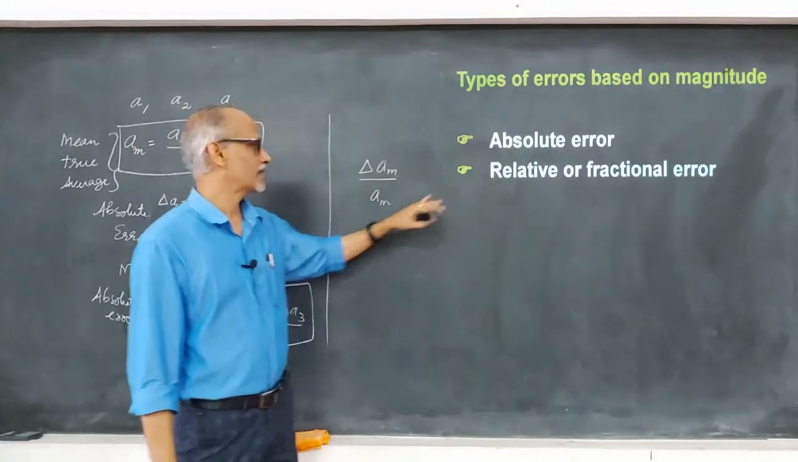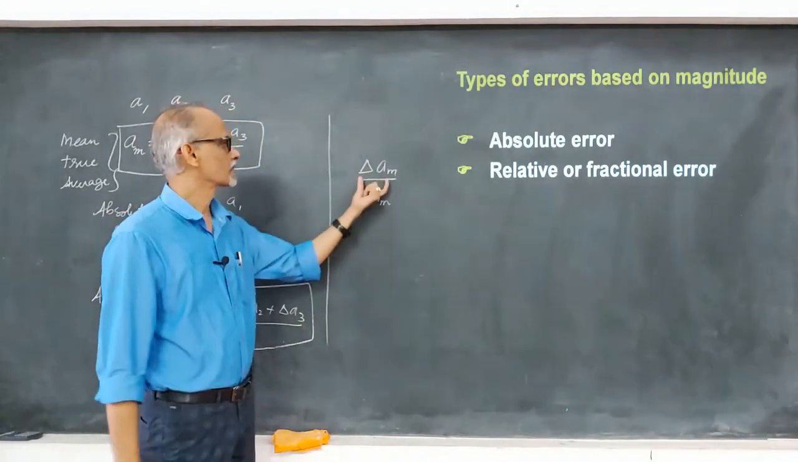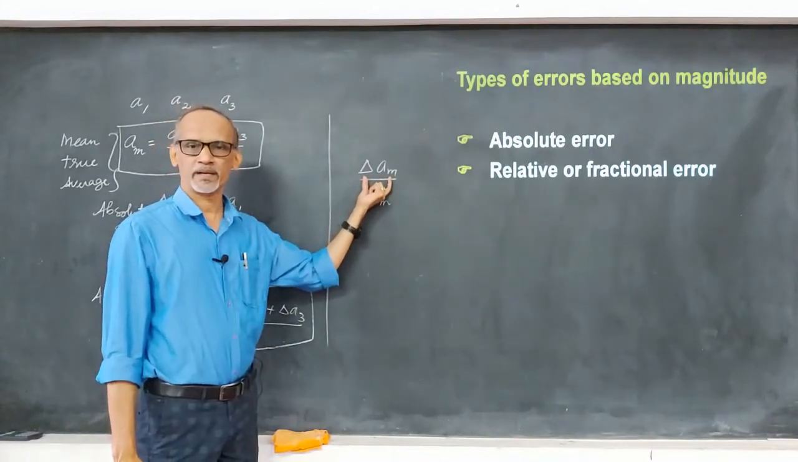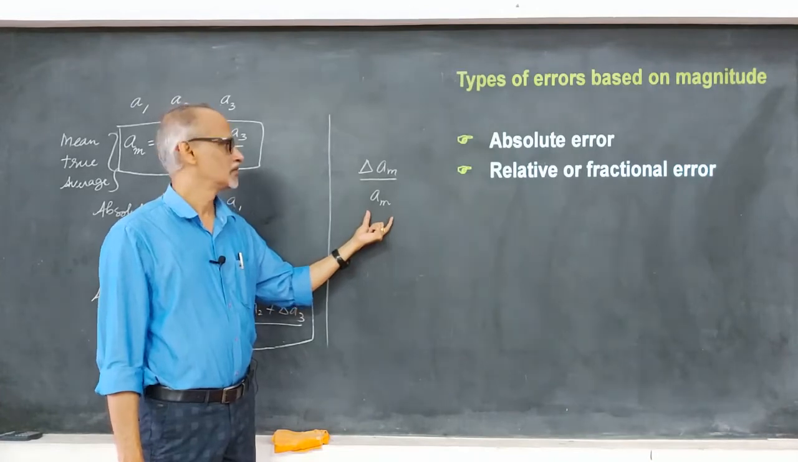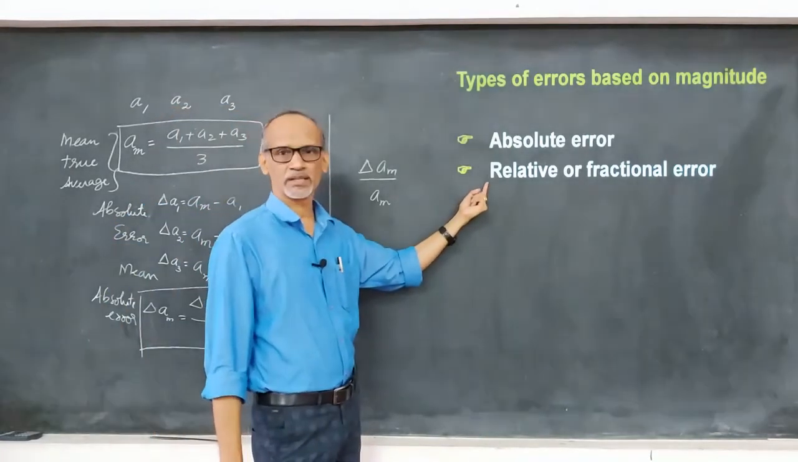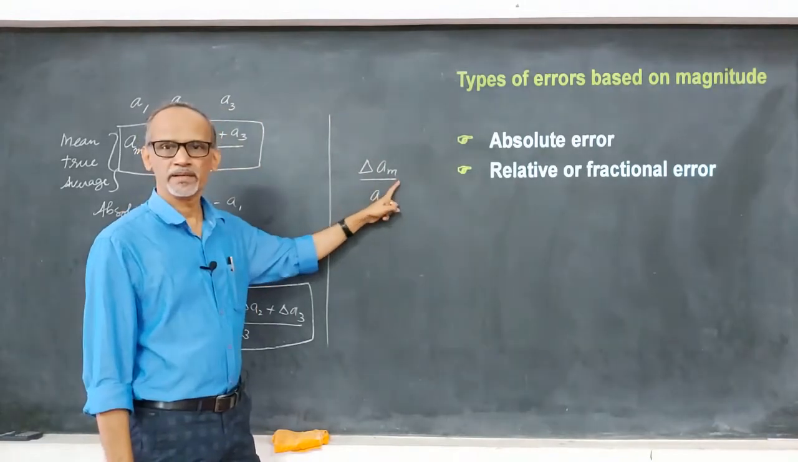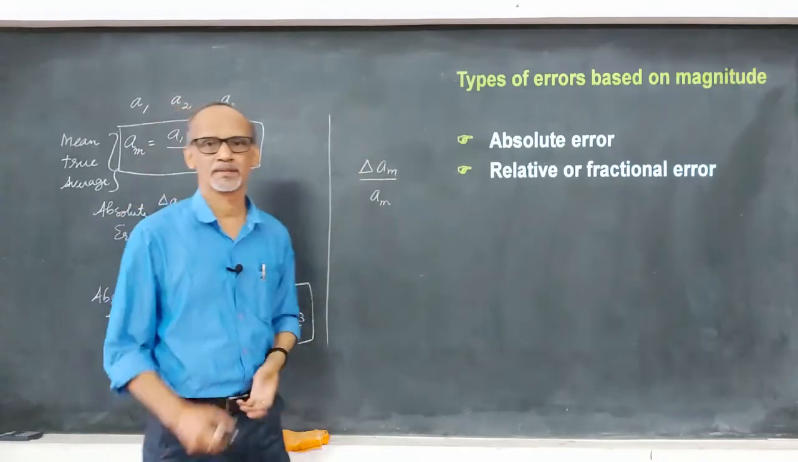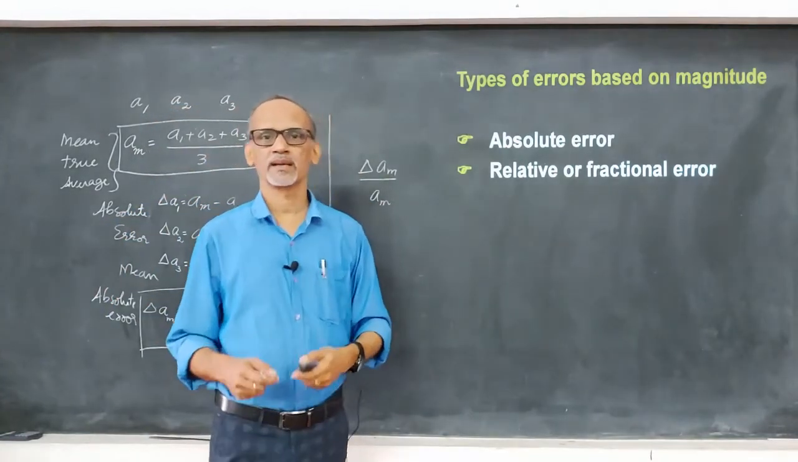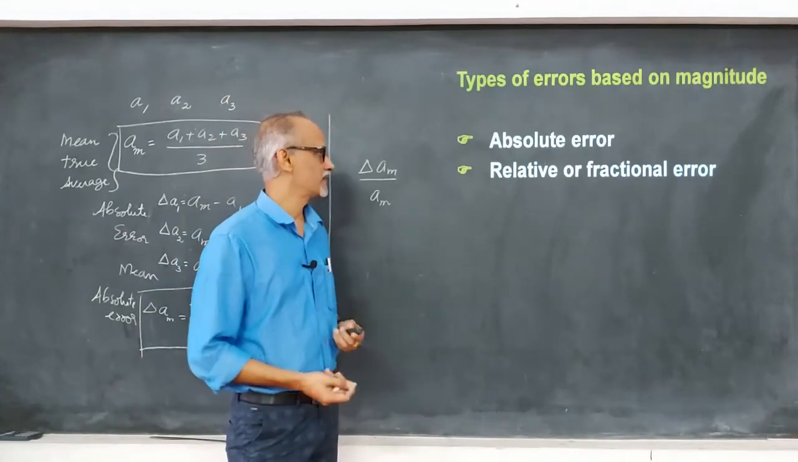Relative error or fractional error is the ratio of mean absolute error to the mean value. How do we define relative or fractional error? It is the ratio of mean absolute error to the mean value, or the mean value is also called the true value. So this is the second type of error which we can measure.